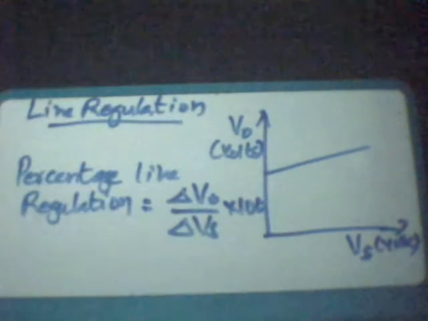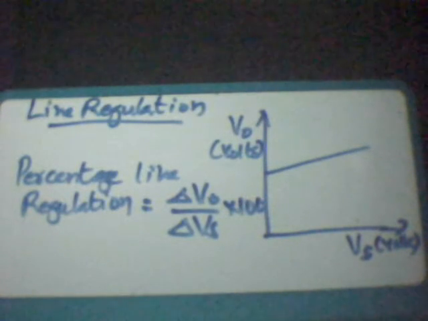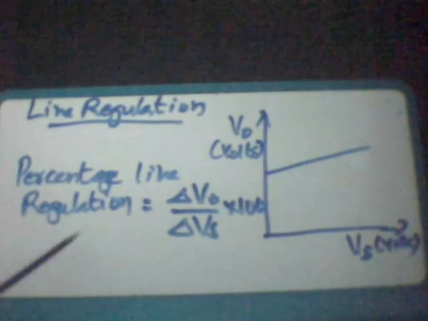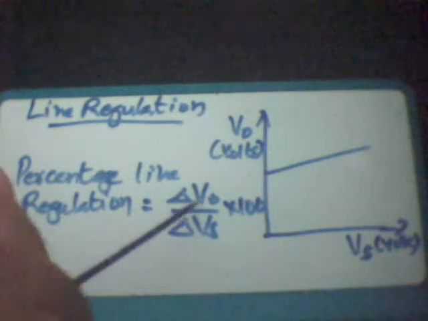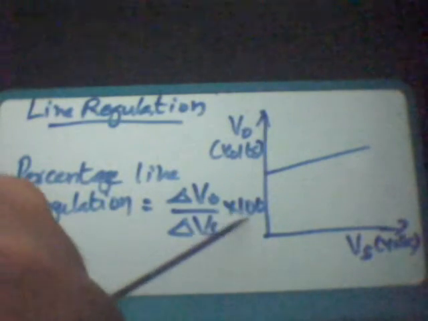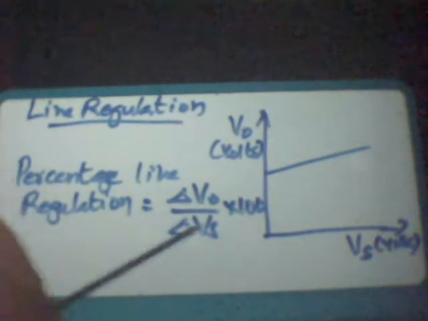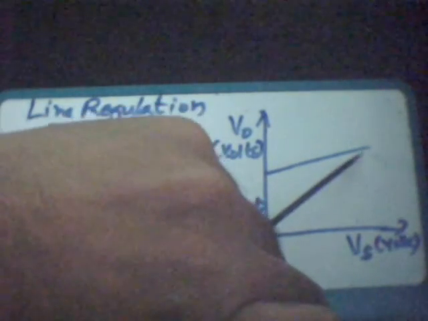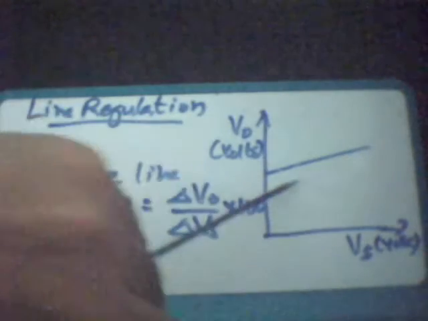So the line regulation determines the amount of load voltage change when the source changes. In the ideal case, line regulation must be 0, but there will be some voltage change at the output. The percentage line regulation is given by the change in output voltage by the change in input voltage into 100, expressed as a percentage. You can see that when the input voltage increases, the output voltage also increases. It is not remaining constant.